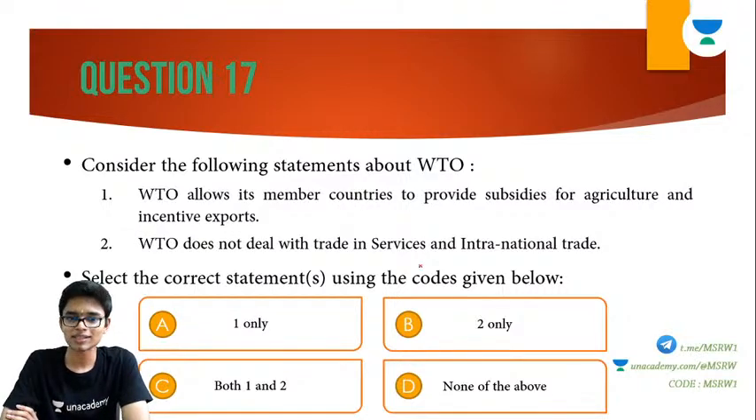17th question. Consider the following statements about the World Trade Organization. One, the World Trade Organization allows its member countries to provide subsidies for agriculture and incentive exports. Two, WTO does not deal with trade in services and intranational trade. Select the correct answer. Atmanirbhar Bharat? Yeah, this is an Atmanirbhar industry, the textile industry. Anyway, 17th question regarding the World Trade Organization. Choose the correct answer.